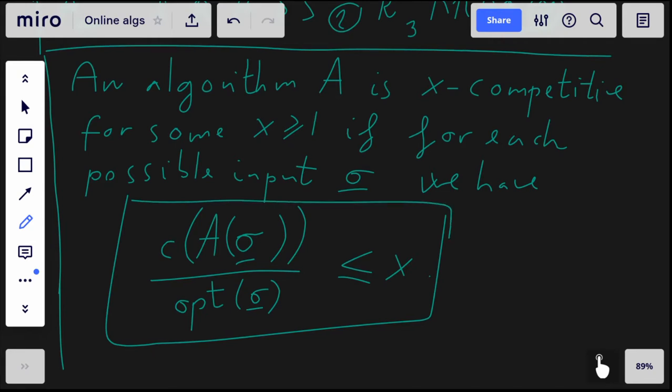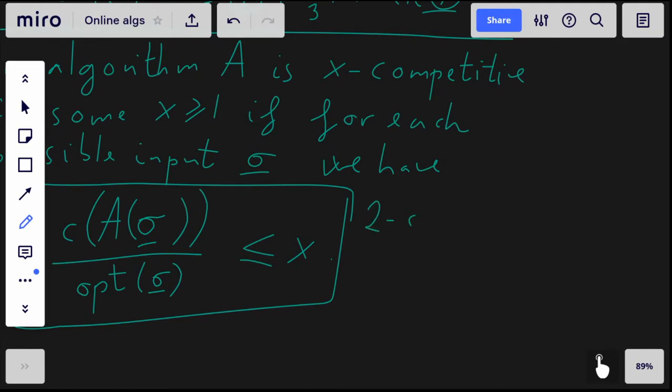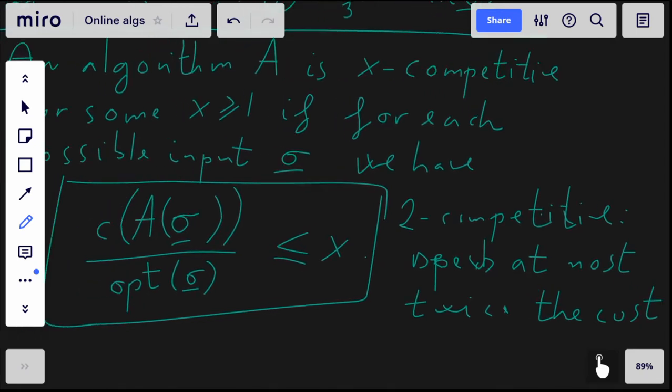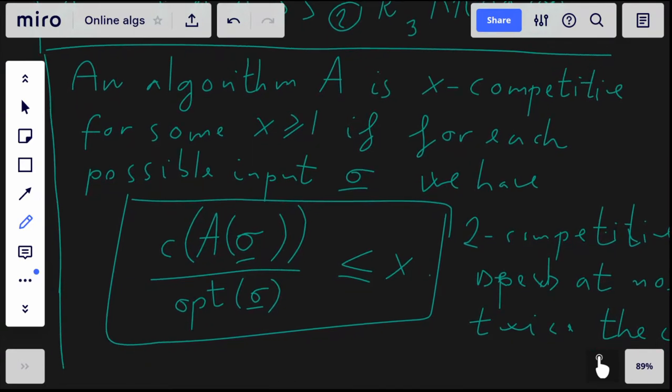So for example, 2-competitive means that it spends at most twice the necessary cost, at most twice the optimal solution. And, say, 1.1-competitive means that it will spend just 10% more than the optimal solution. So we will say that an algorithm is better if it has a smaller competitive ratio than some other algorithm.